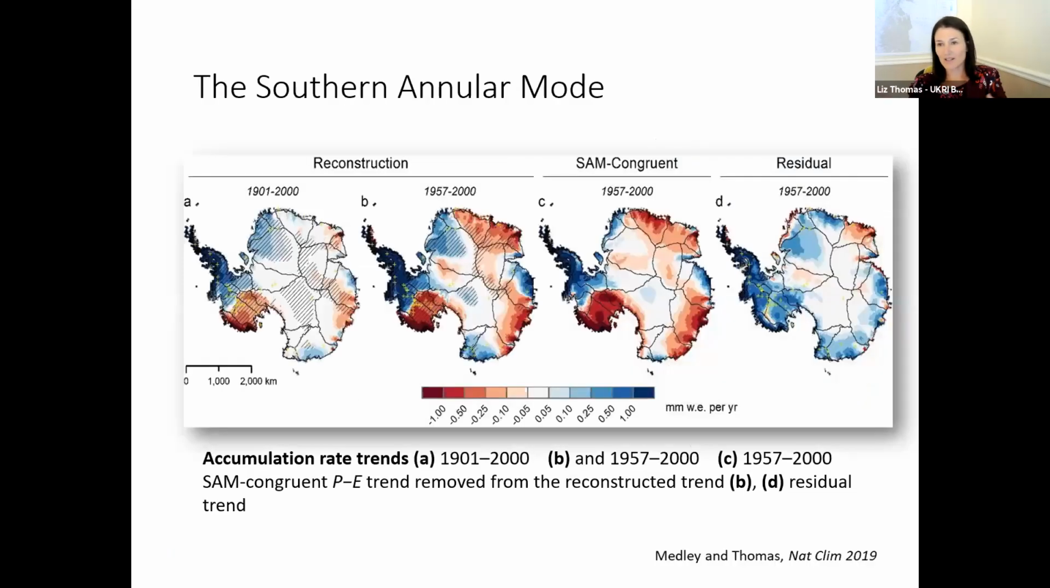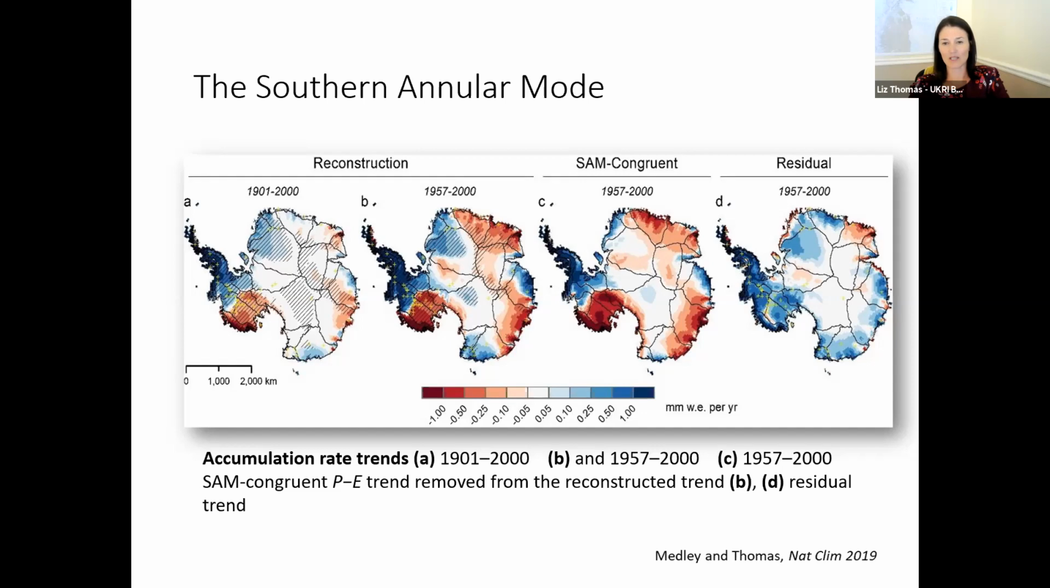Then we jump forward 10 years, and the work that Brooke was able to do looked at this on a continental scale and concluded that 80% of the regional variability can be explained by changes in the southern annular mode. These are the 2 reconstructions on the left for the 100-year and the second half of the 20th century, and then the SAM component in plot C. What's interesting is that although the SAM can explain this spatial pattern, it can't explain the trends we've been seeing in the snowfall, because the observed SAM trend would have been accompanied by a decrease in accumulation during this time.